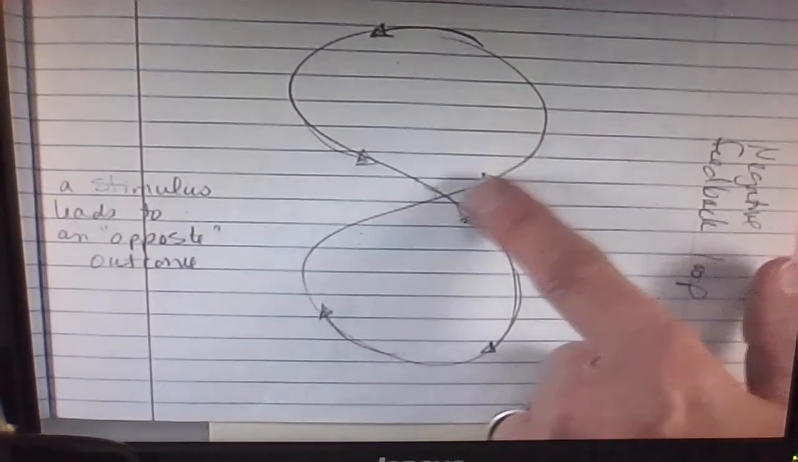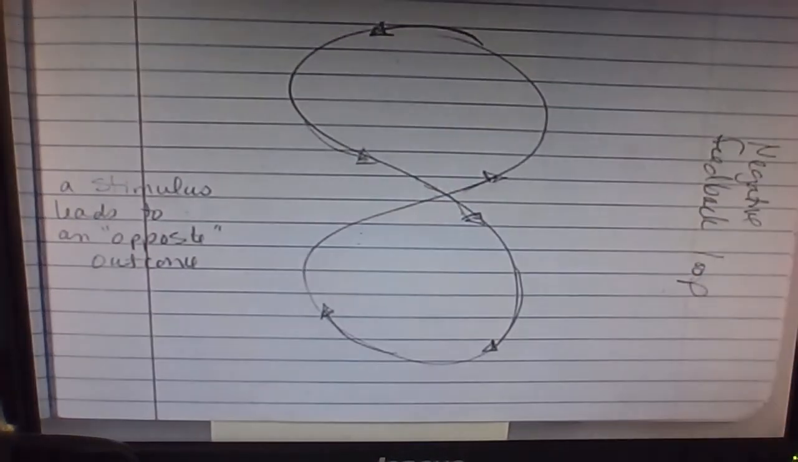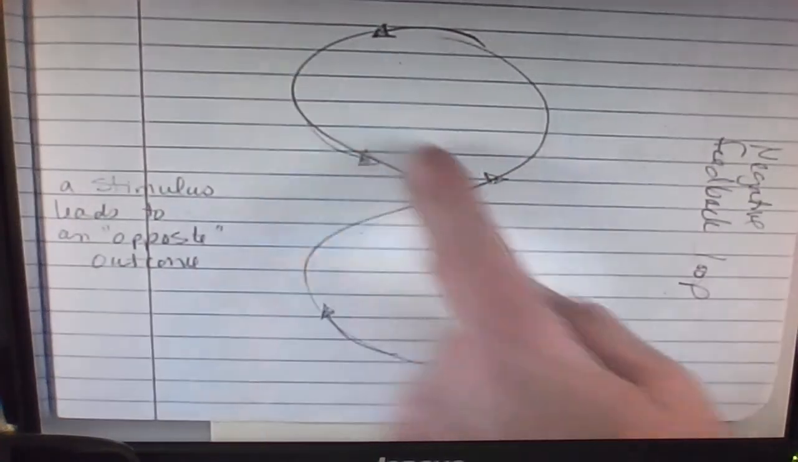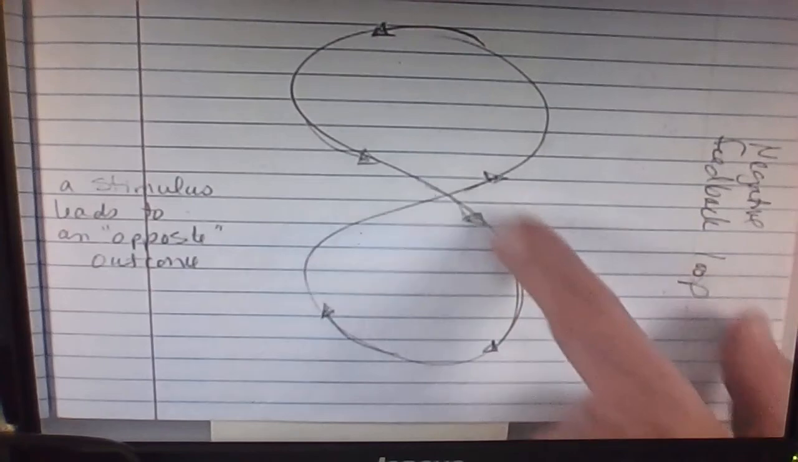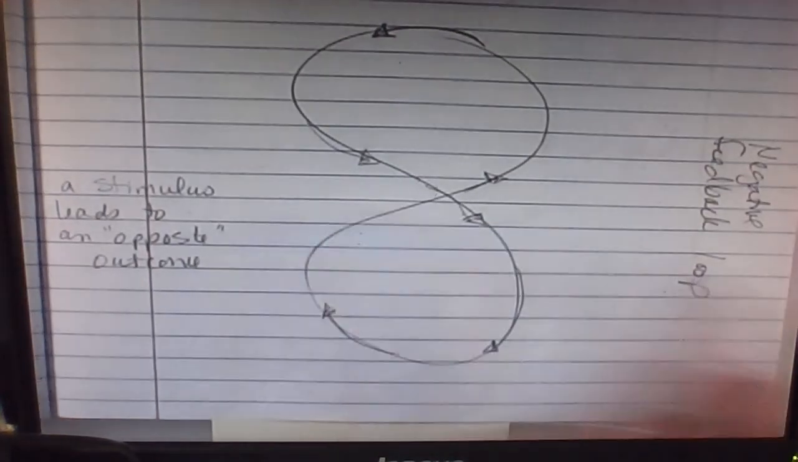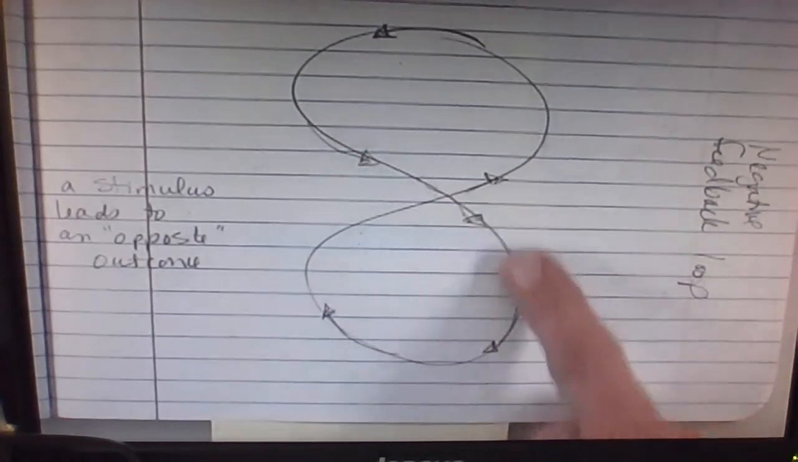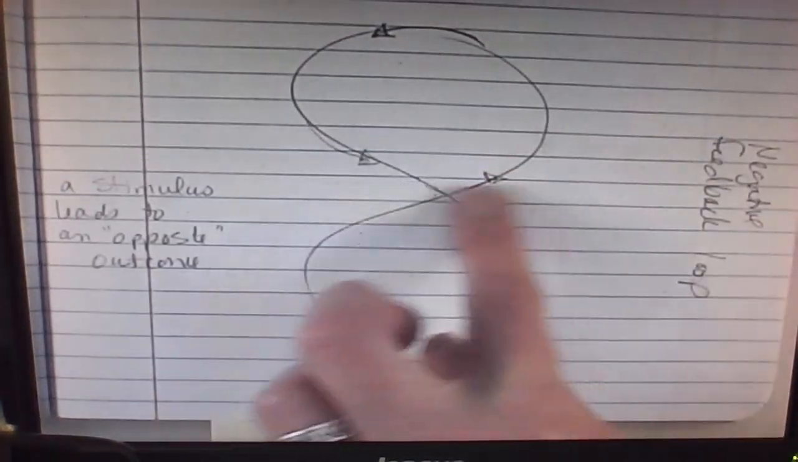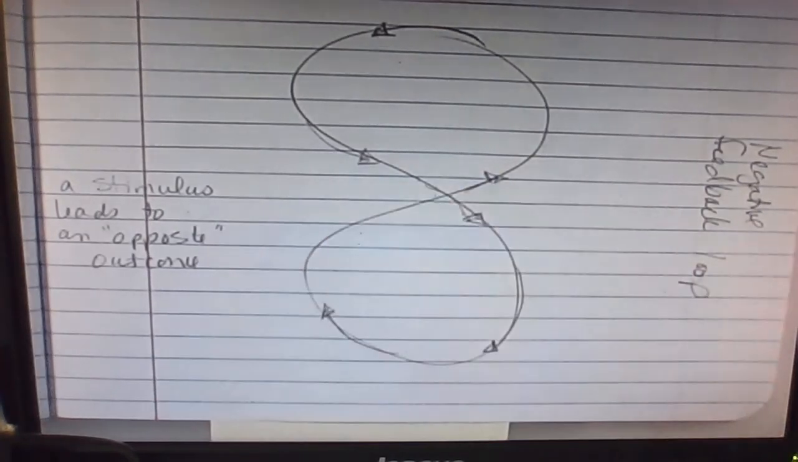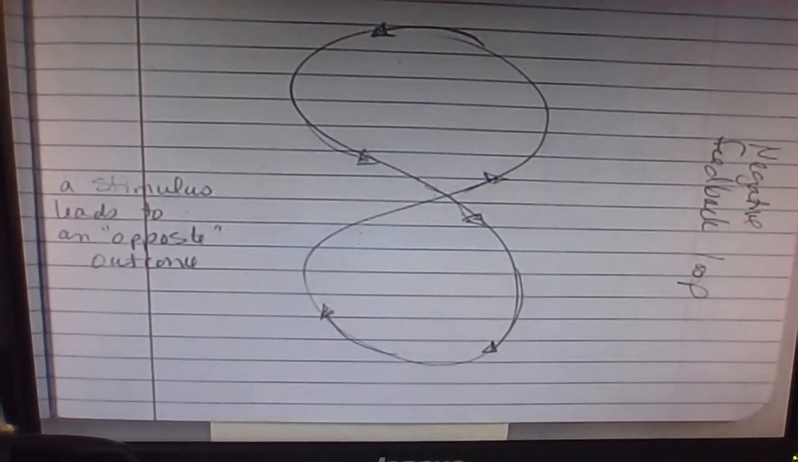So I have a stimulus that leads to a decrease in a certain substance. Another stimulus leads to an increase. So an increase in something leads to a decrease in something else. A decrease in something leads to an increase in something else. And so that helps us to maintain homeostasis, which is what we want to do. We want to keep everything balanced and just right.